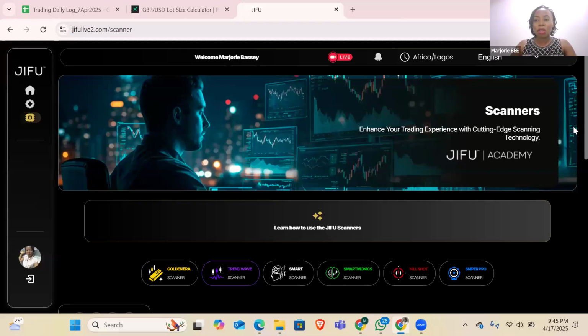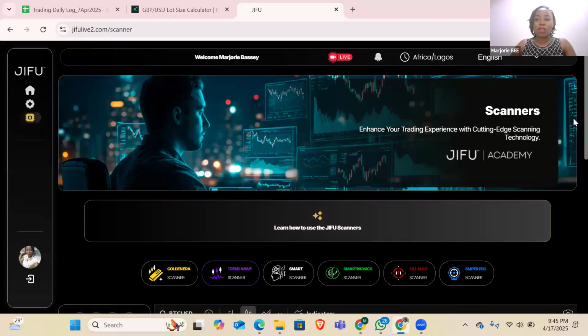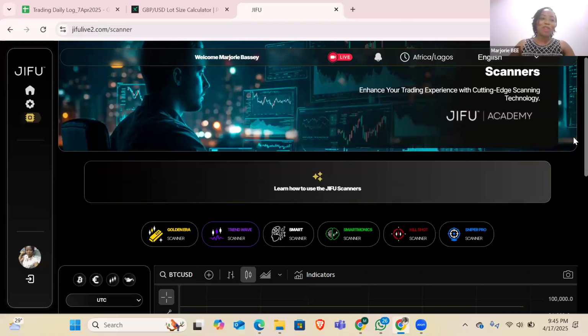So let's go into the scanner proper. When you click on scanners, this is where you access the scanners. You have home, economic news, and scanners. So when you click on scanners, you come here and you see an arsenal of scanners. Please, the only arsenal I know are the JIFU scanners. I don't know any other one. So you have here the Golden Era, this one for those who trade only gold, and then you have the Trend Wave scanner, the Smart Scanner, Smart Monics, Killshot scanner, and Sniper Pro.